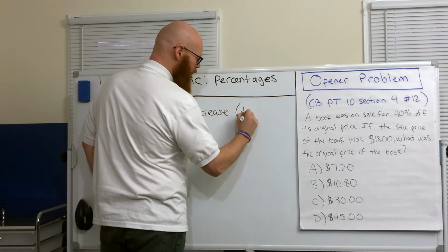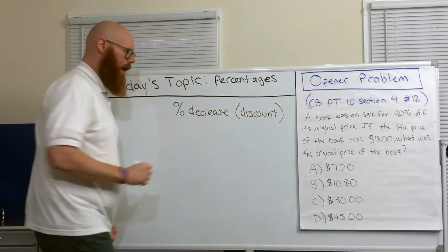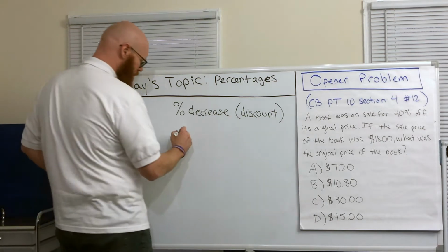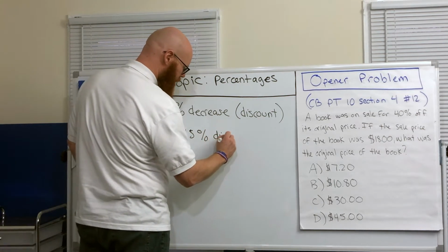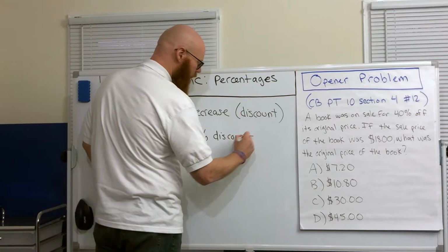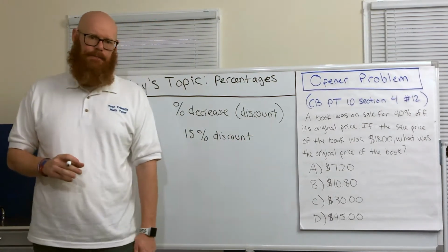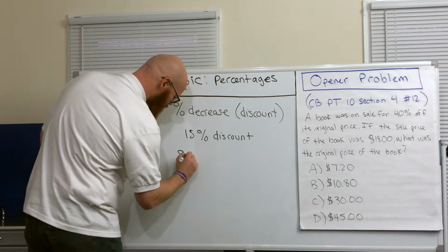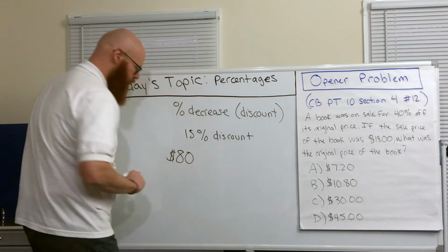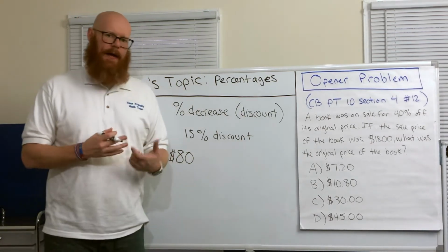And my example for that is going to be a discount. So you go to the store and you find out that there is a 15% discount, and you want to find the price that you're going to pay. Now let's just say that what you're buying costs $80, and we want to figure out what price we would be paying.